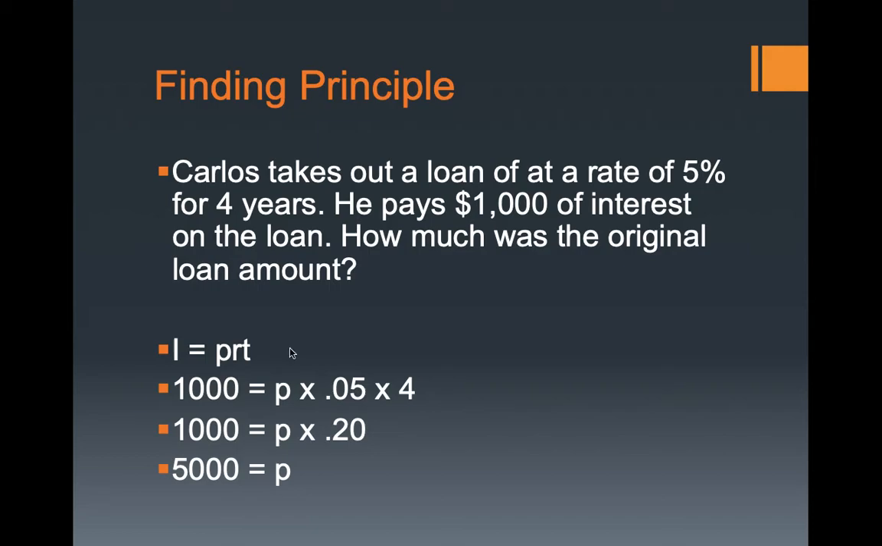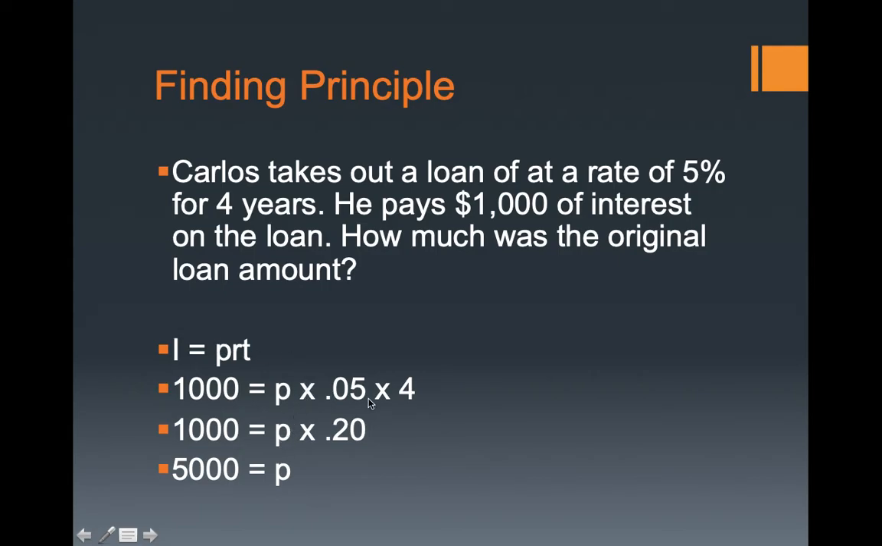Same problem, but now we're going to actually look for a principal. So he takes out the loan at a rate. So there's your rate, 0.05. For 4 years, there it is. He pays $1,000 of interest. So we know our interest is that. It asks how much was the original loan. It never says in the question, what is the principal? But that's what this is. So you have to know that principal is the amount of the original loan.